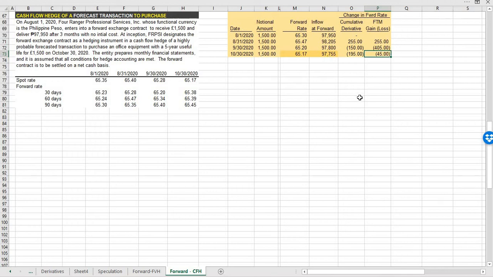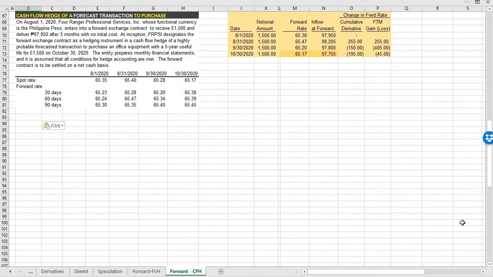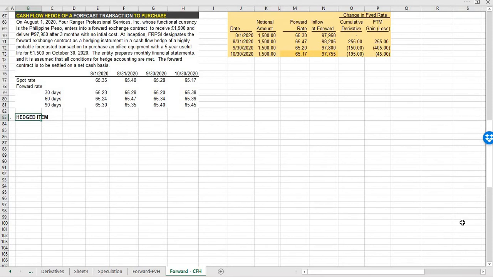So ngayon, pwede na tayo mag-prepare ng journal entry. So let's start our journal entry starting with the hedge item. So syempre, to start the journal entry, dapat may date. Merong account title, tas debit and credit columns.